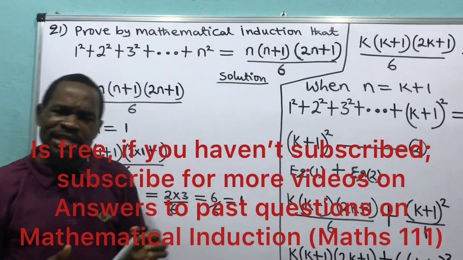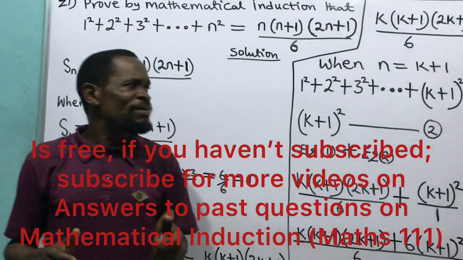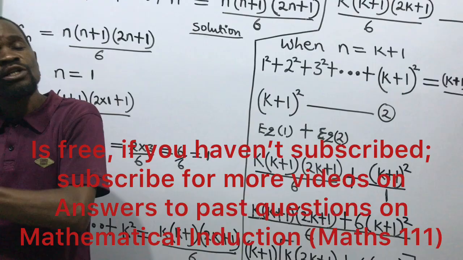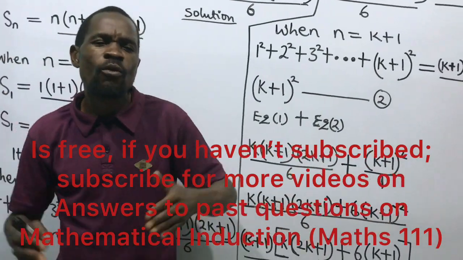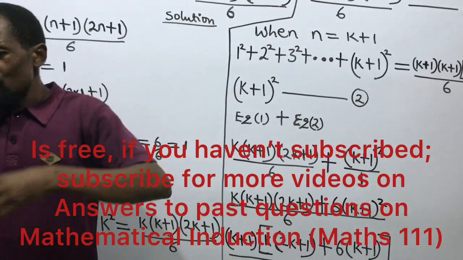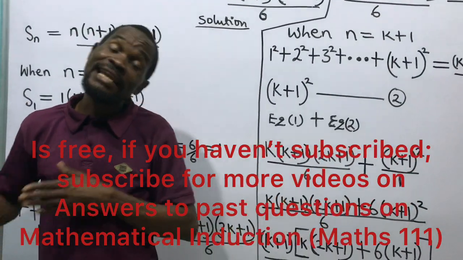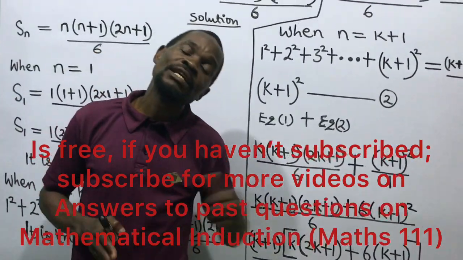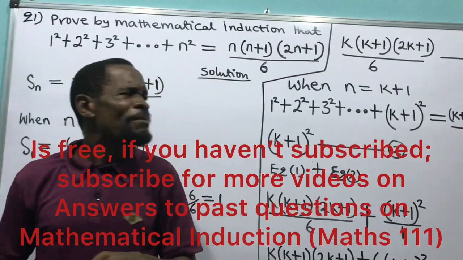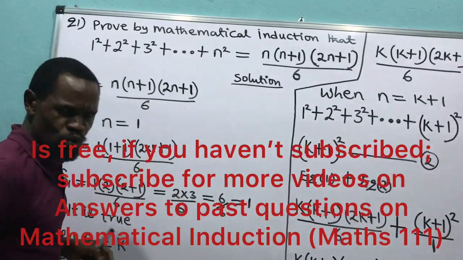In secondary school, the formula for the sum of the nth term in an AP is given to you, and we have the sum for the nth term in a GP. Then we have the formula for the nth term in AP and the formula for the nth term in GP. In that case, they give you the formula. But this time around in our mathematical induction, the formula is not given to you.